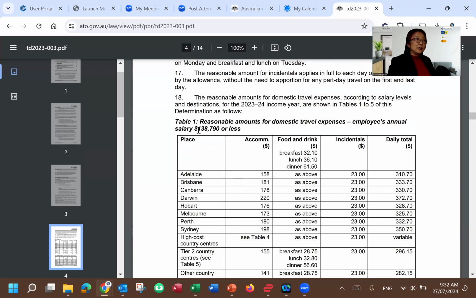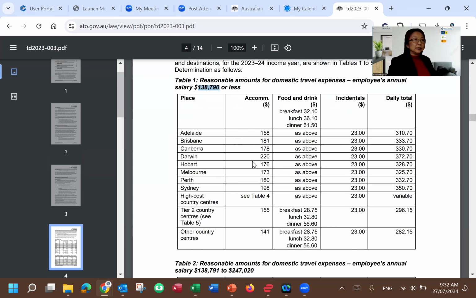For employee salary below 138K, let's say that person was to go to Darwin for a business related trip, the daily rate is $372.70, provided the hotel, accommodation, food and drinks, and incidentals all add up together below that daily total. Then you basically pay that employee a travel allowance that's below that daily rate. The business can actually claim a full deduction. And this is for domestic trips.